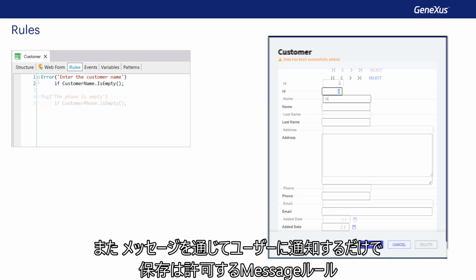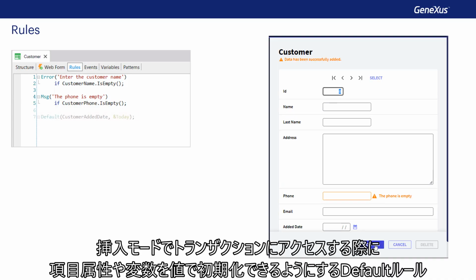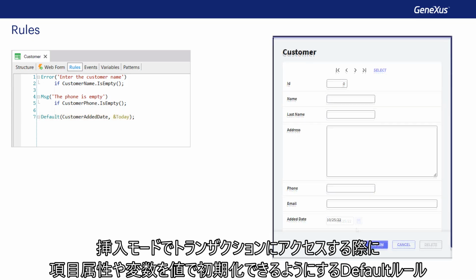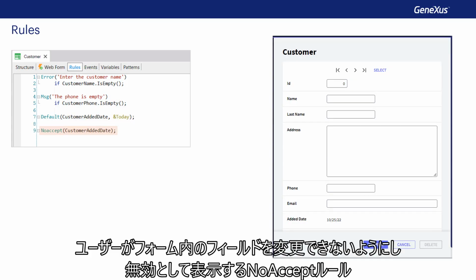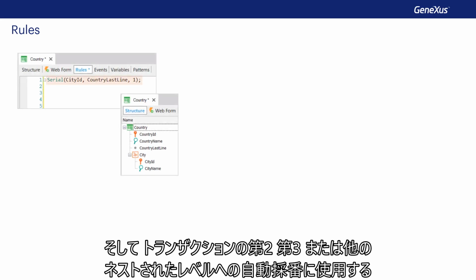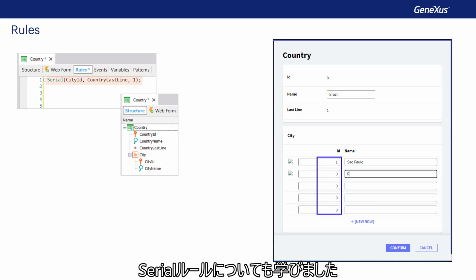We also saw the message rule, which only informs the user through a message, but allows saving. The default rule, which allows us to initialize an attribute or variable with a value when we access the transaction in insert mode. The noExcept rule, which prevents the user from making changes to a field in the form. It shows it disabled. And finally, the serial rule, which is used to auto-number a second, third, or other nested level of a transaction.